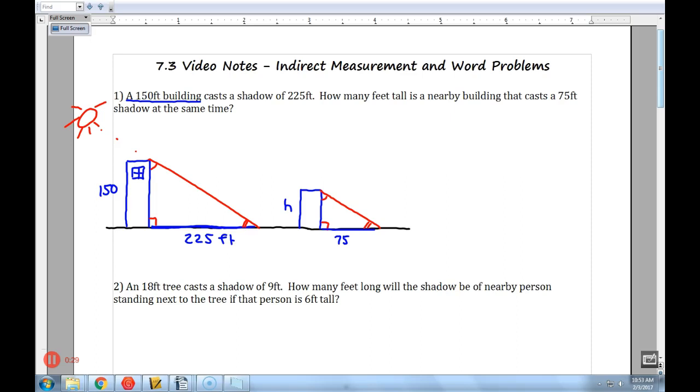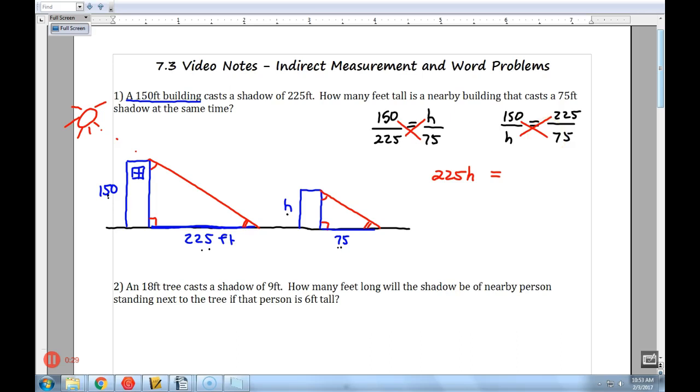And it doesn't really matter how you do it. You could do height over shadow equals height over shadow. So let's just look at that one. The big building's height over the big building's shadow equals the little building's height over the little building's shadow. Some people like to use corresponding parts, and they'll do big height over little height, and then big shadow over little shadow. And even though you have a different proportion, when you cross multiply, you're still going to have 225h, regardless of which way you go. And then you're still going to have 75 times 150.